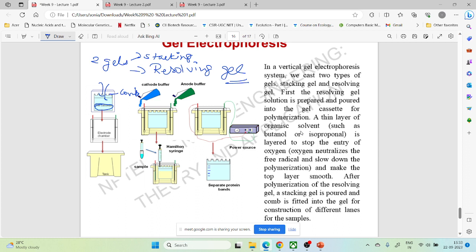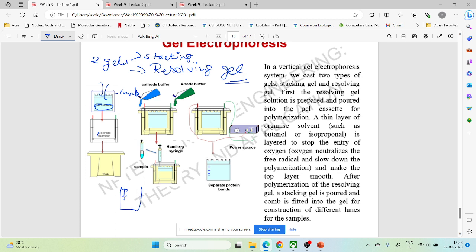And then they add the stacking gel. Now, stacking gel, as the name suggests, stacks. Whatever sample you have added, in the stacking gel it will be properly stacked with each other. Because it's a vertical system, what may happen is one sample is here, another sample is here. So there can be a lot of distance between the two samples or two molecules or the two different kinds of products.